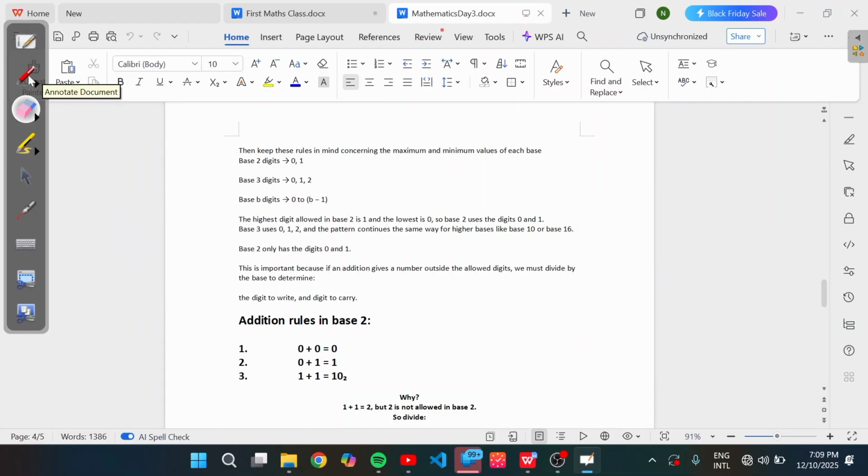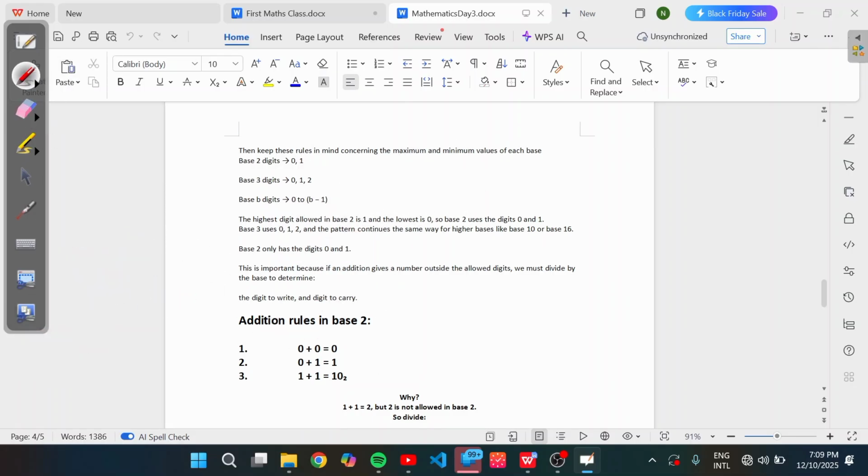So this is the format you're meant to follow. For base B, you replace this B with maybe 5. Maybe you want to get base 5 digits minimum and maximum. So let's replace this B with 5. That'll be 0 to 5 minus 1, that's 0 to 4. That means base 5 digits can have 0, 1, 2, 3, 4, but nothing higher than that.